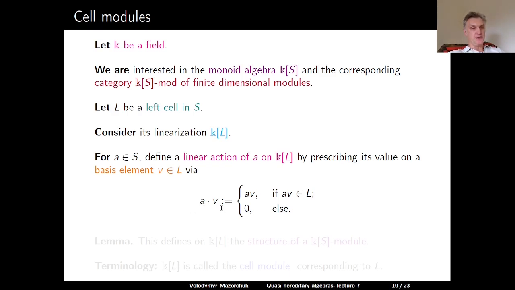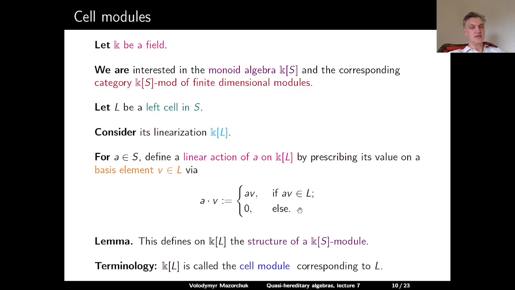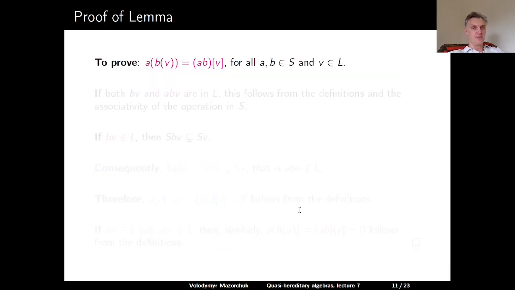So A applied to V is equal to AV if AV is an element in the left cell, and it is equal to 0 otherwise. We claim that this defines on K of L the structure of a K of S module. So this module is called the cell module, which corresponds to the left cell L. Let's prove this lemma. What we need to prove is the associativity of our multiplication.